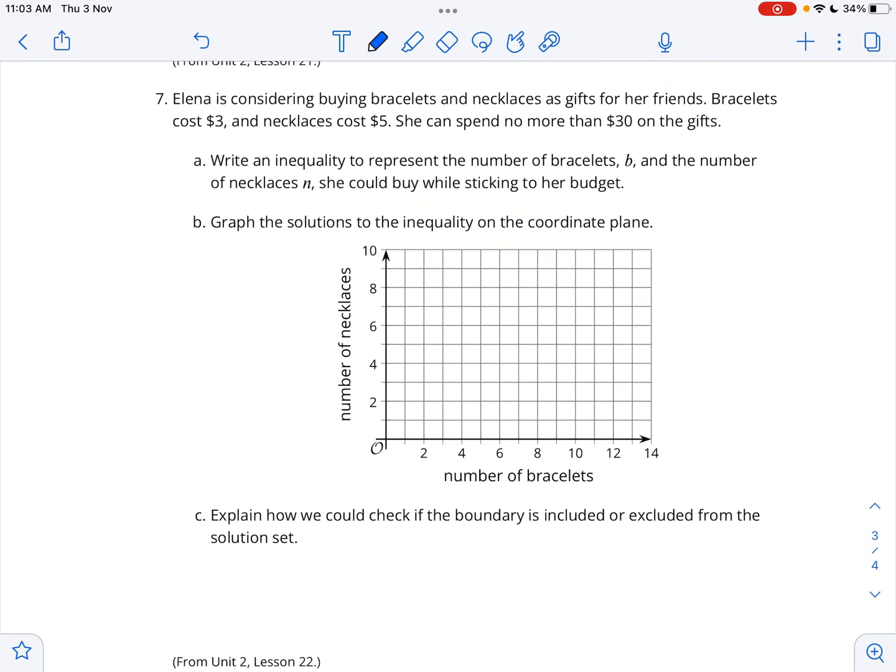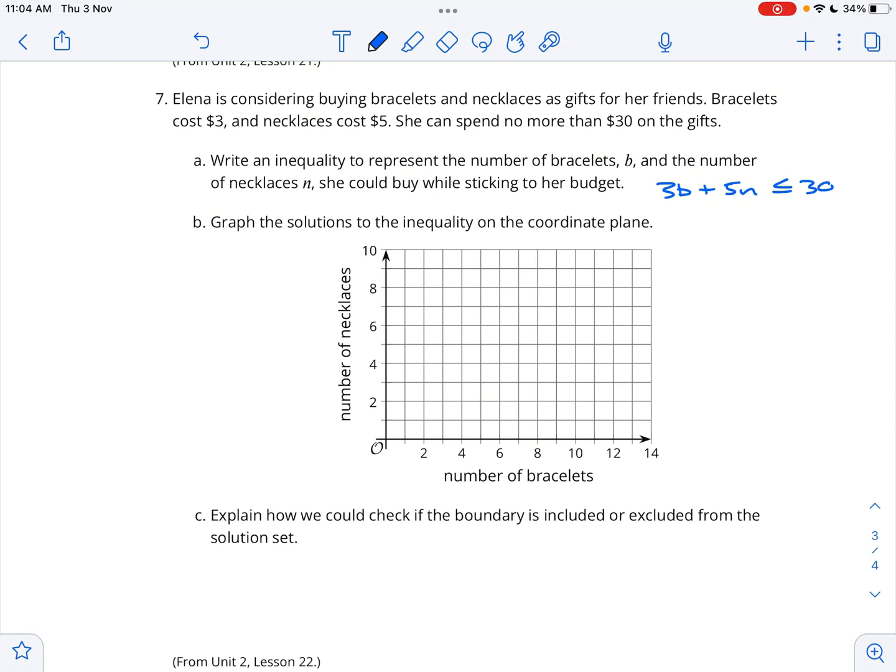Question 7, Elena is considering buying bracelets and necklaces as gifts for her friends. Bracelets cost $3 and necklaces cost $5. She can spend no more than $30 on the gifts. Write an inequality to represent this situation. Well, that's going to be 3b, because each bracelet costs $3, plus 5n for each necklace, and we need to keep that no more than $30, so that needs to be less than or equal to 30.